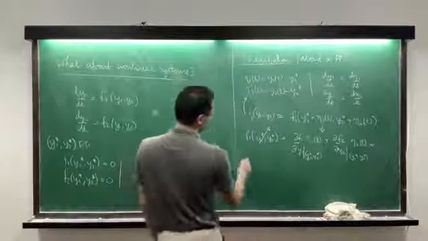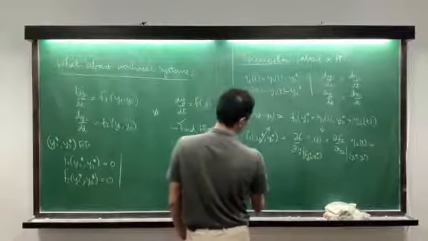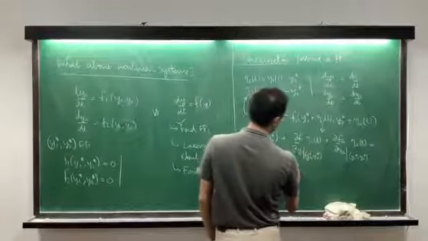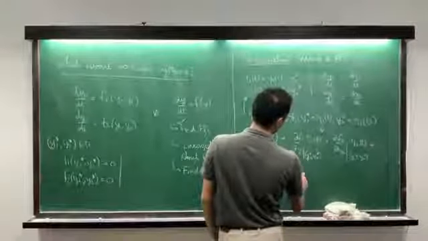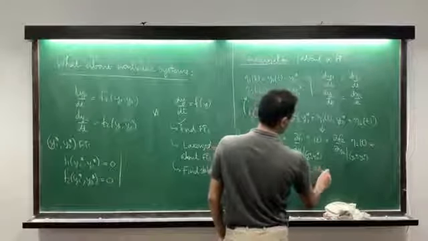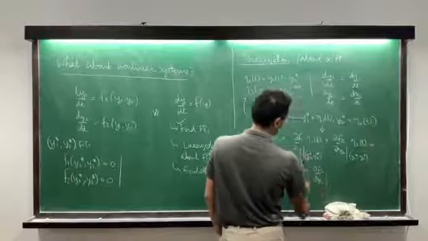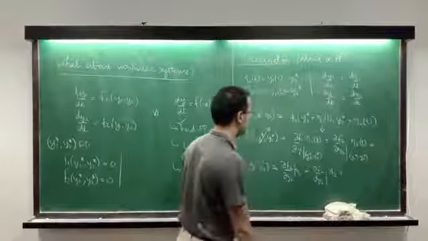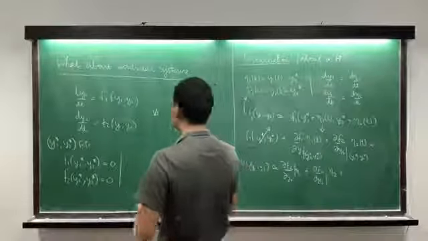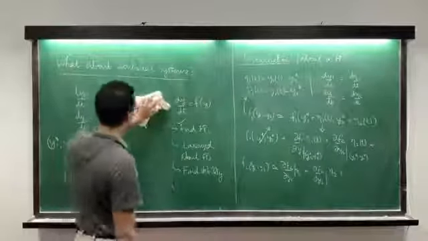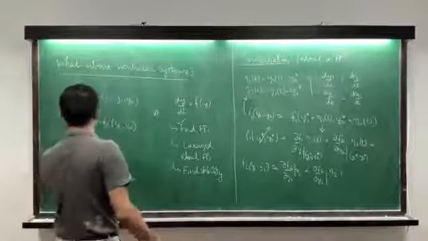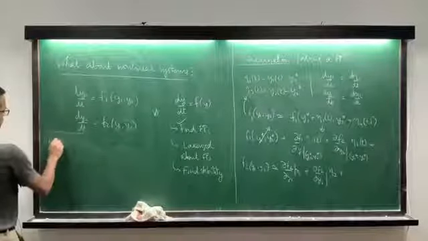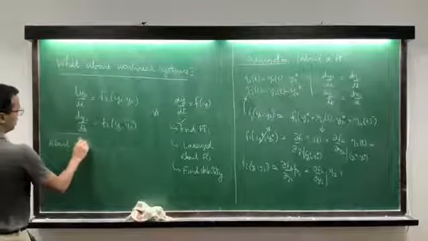Similarly, you can do it for f2 of y1, y2. Same procedure, that will now be equal to dou f2 by dou y1 times eta 1 plus dou f2 by dou y2 times eta 2 plus higher order terms. Again, these derivatives are evaluated at y1 star, y2 star. So you can take this scheme, having found the fixed points, and linearize the system about one of the fixed points.